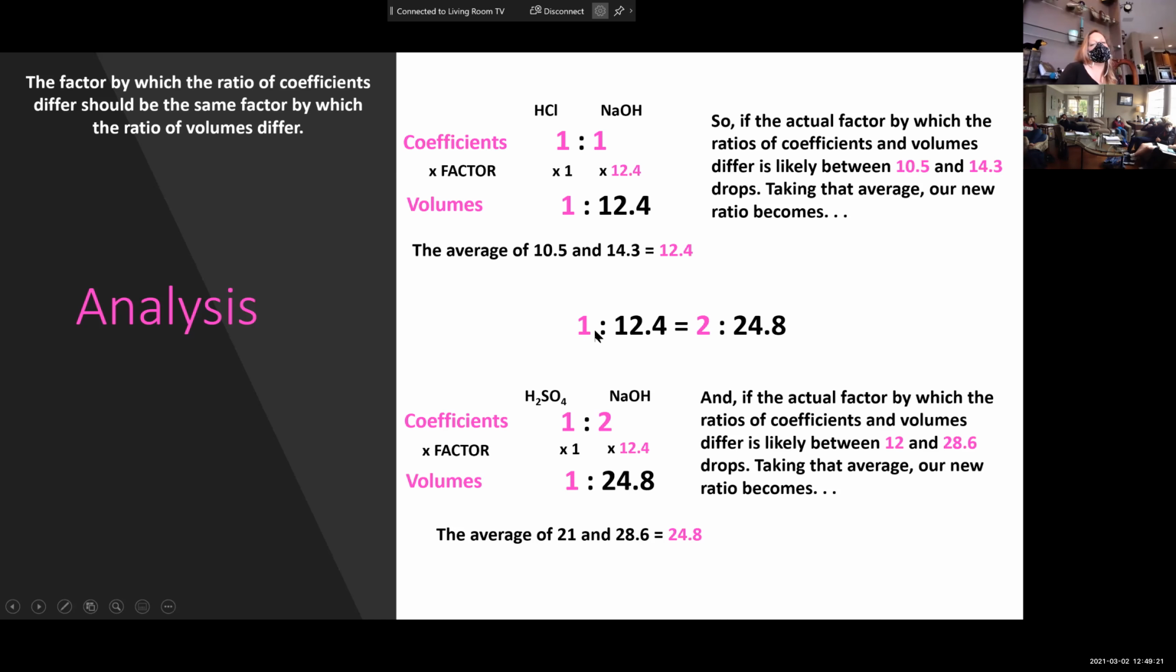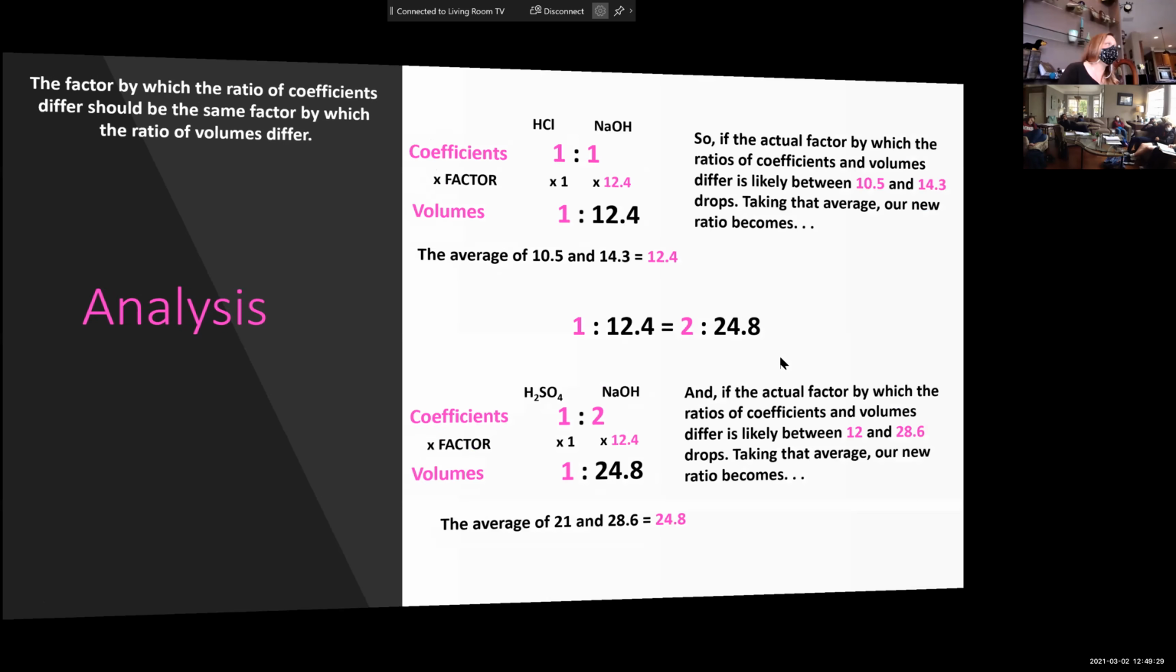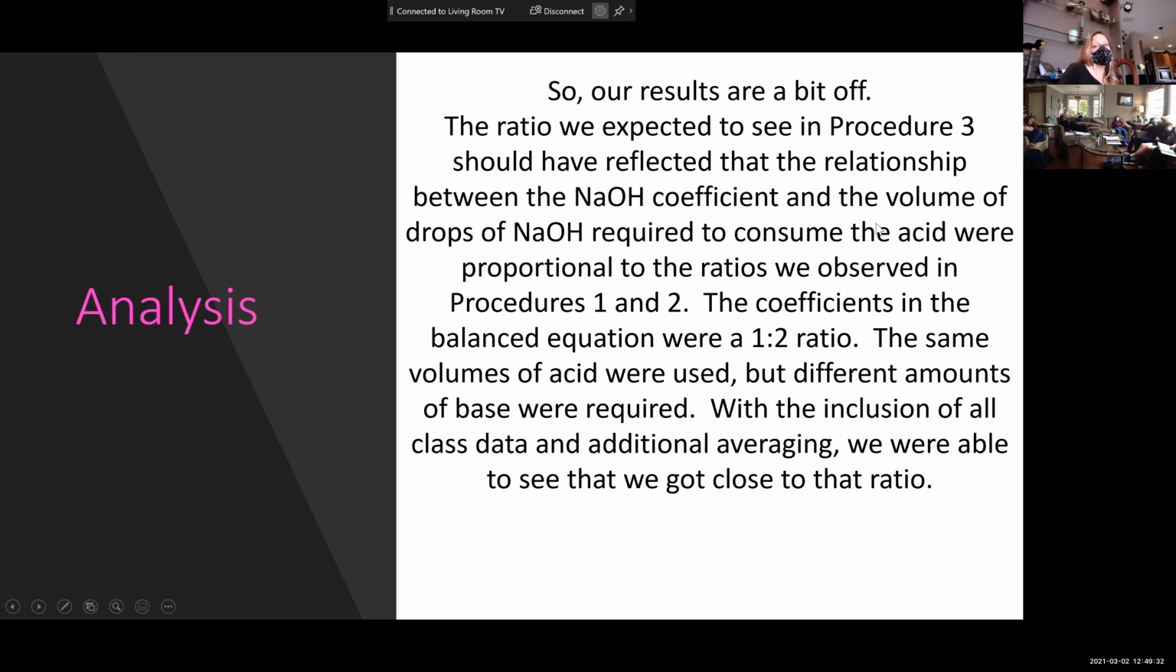So you got 1 to 12.4, right? You see it right here? And you got 2 to 24.8, which is the same thing, right? So our results are off a bit.